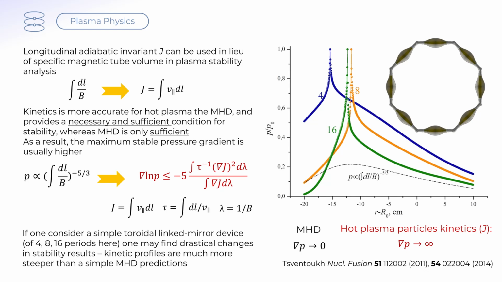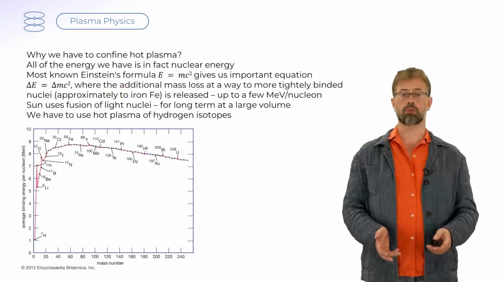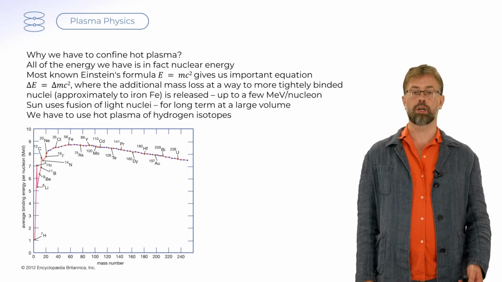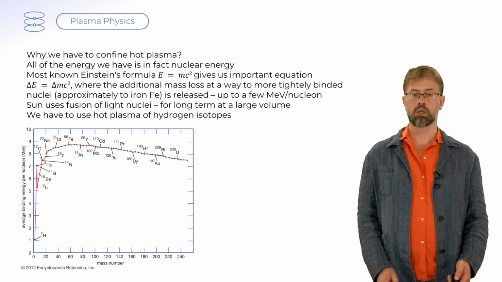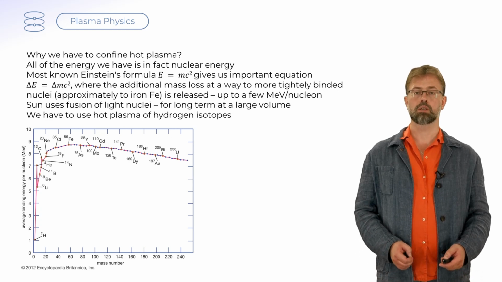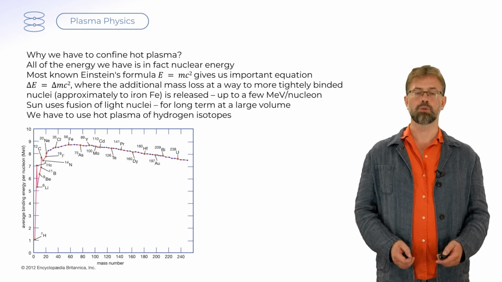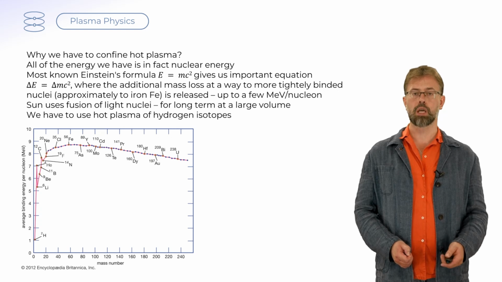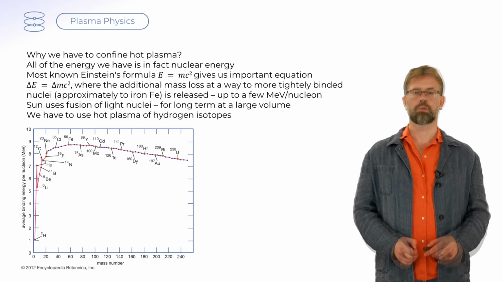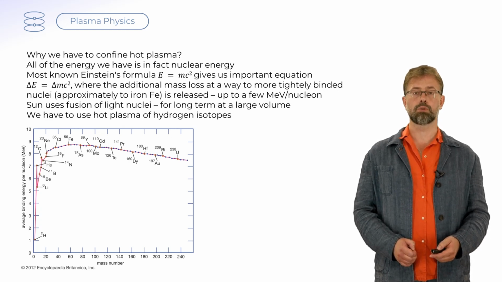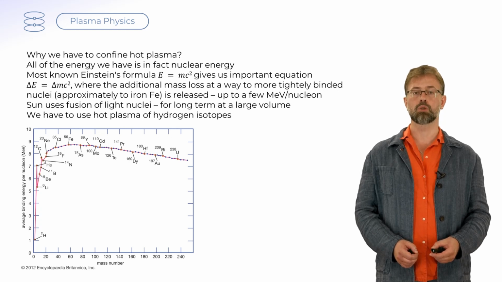Why do we have to confine hot plasma? We can get energy from it. All of our energy is in fact nuclear. It can be extracted through the Einstein equation, the most known Einstein equation, during the fission of heavy elements or fusion of light elements. The energy is very large. As is known, it is about a few mega electronvolts per nucleon.